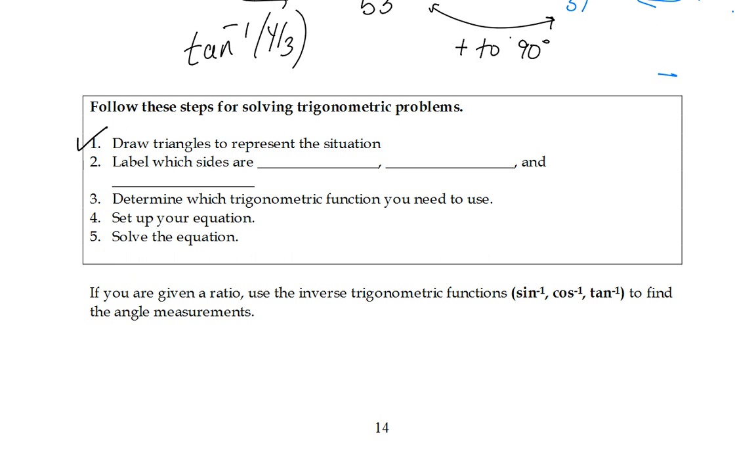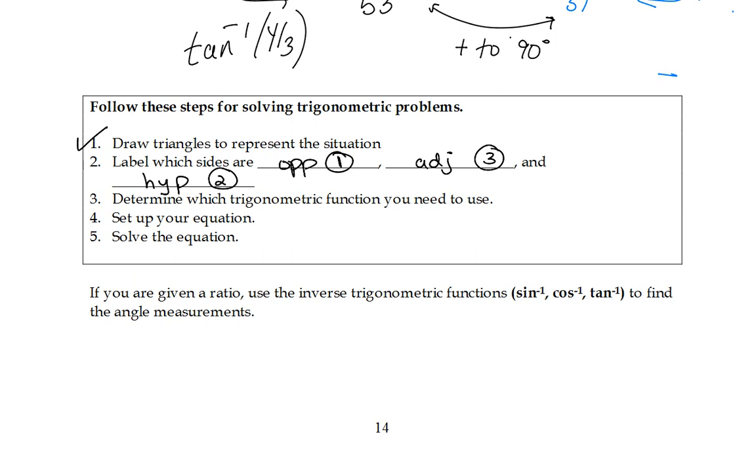Okay, so then you have to label, of course, op, adj, and hyp. I usually do the op first, because that's relative to the angle you're working with. And then I'll do the hyp second, because that's just opposite the 90. And then the adjacent sort of fills itself for free, because there's only one side left. So I do them in that order, 1, 2, 3.